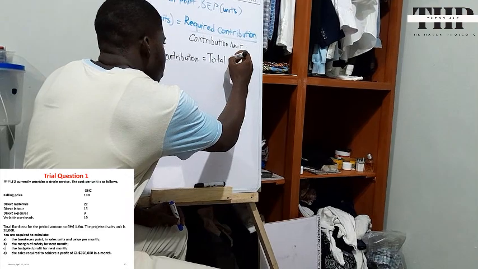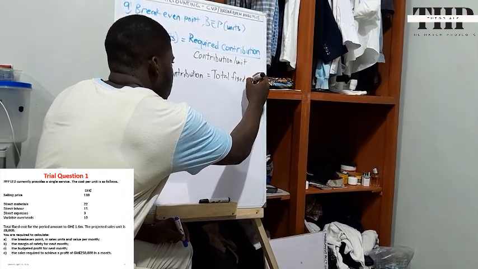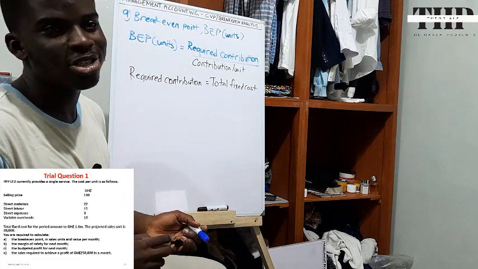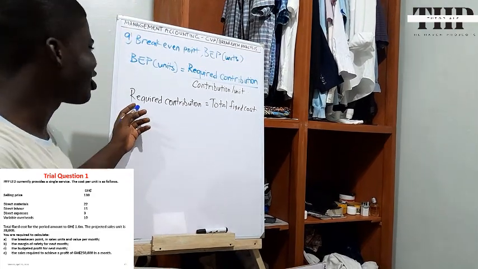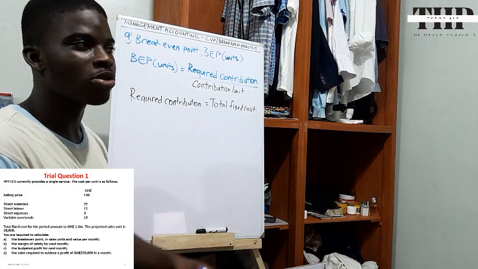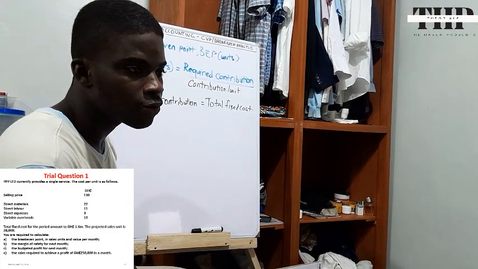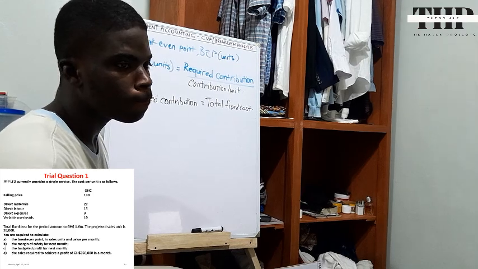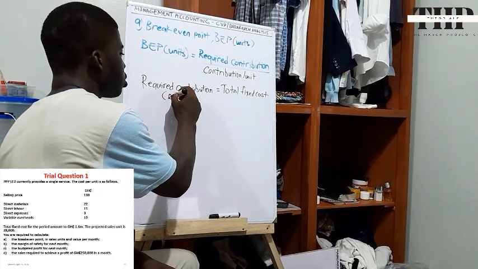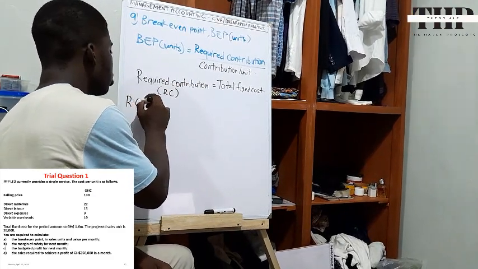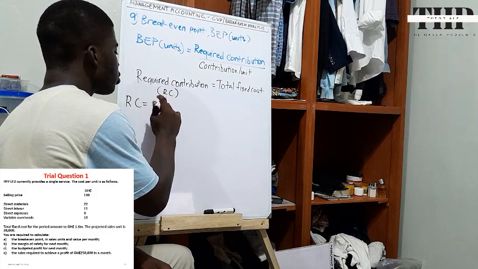The required contribution is always equal to the total fixed cost, right? What was the total fixed cost in the question? Total fixed cost was 1.6 million. So the required contribution is 1.6 million.